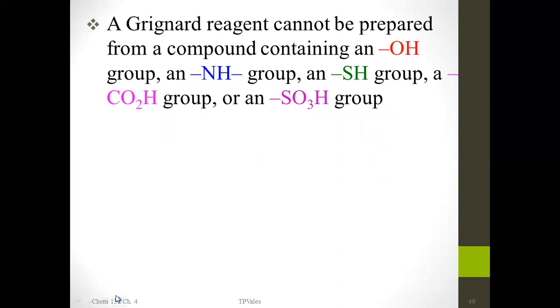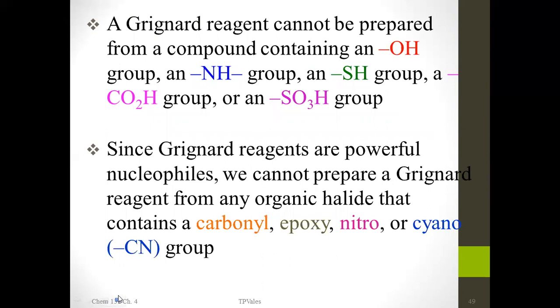So a Grignard reagent cannot be prepared from a compound containing an OH, an NH group, an SH, or CO2 or SO3 group. By itself, it will react to deprotonate this group here. It will abstract the hydrogen. So it's not possible to use a Grignard reagent when the compound itself has these groups.